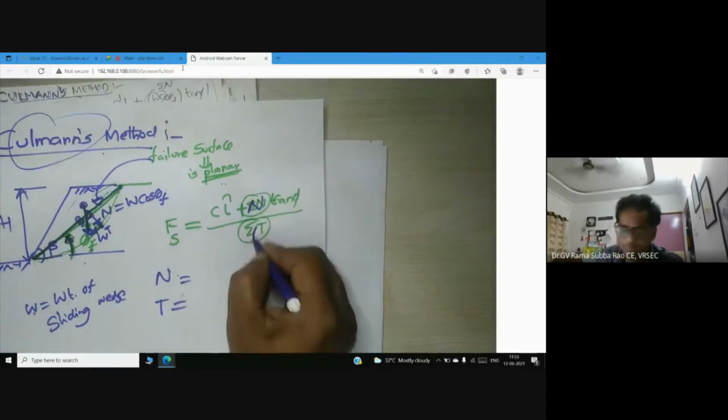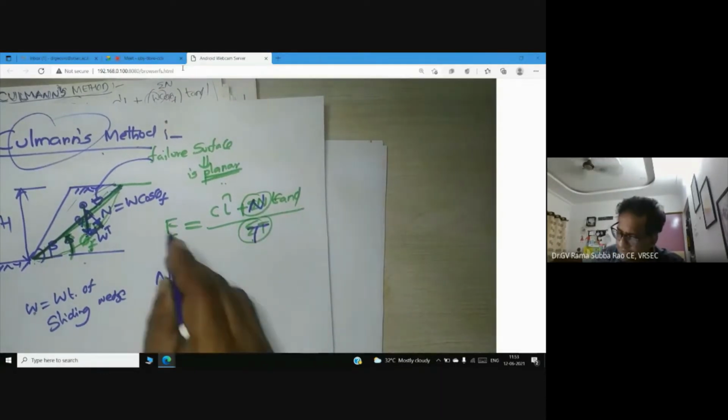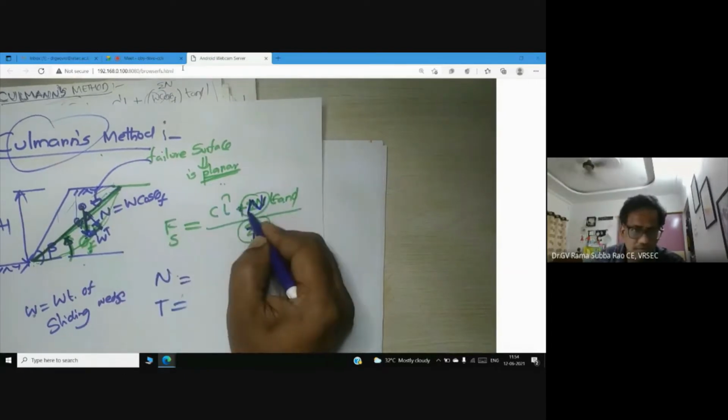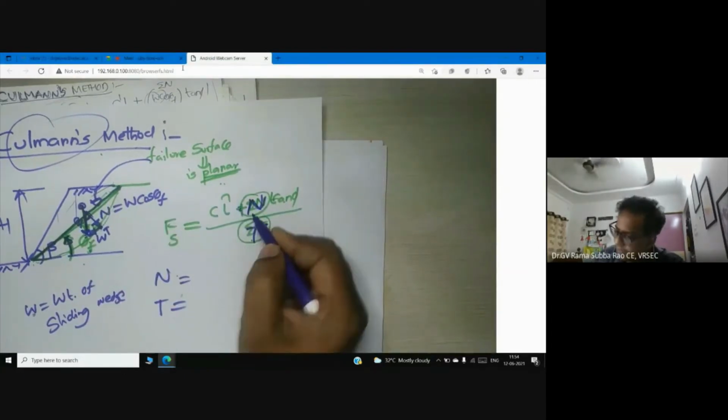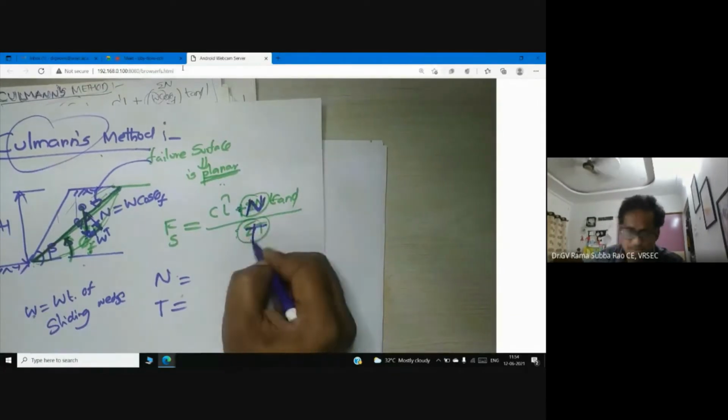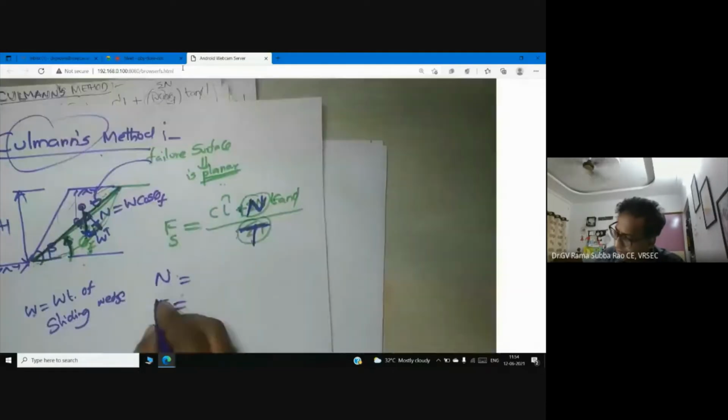N, T. Because I'm not doing any method of slices, that's why I'm not adding any sigma in front of N. I'm not adding any sigma in front of T. Only one N, only one T. Can anyone help me now, how to calculate N now?